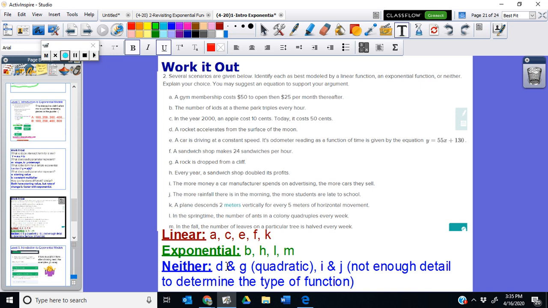And then D and G are quadratic. Anything that requires that gravity, the dropping from a cliff, that is going to be quadratic. And then D, a rocket, that is a quadratic. If you think about the motion of the rocket, it's going to go up and then it's going to come down.